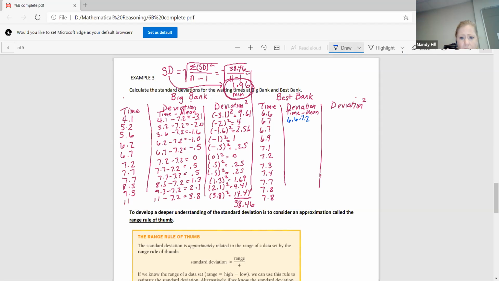And so we would do this for each one of these values. This is going to give us negative 0.6. So 6.7 minus 7.2, negative 0.5. Another one of those. I'm slightly off having these lined up. I apologize for that.